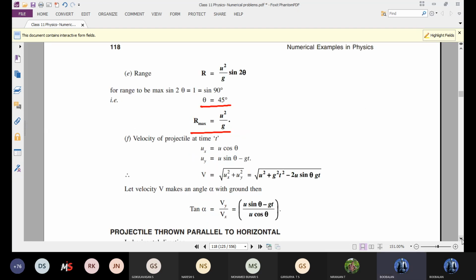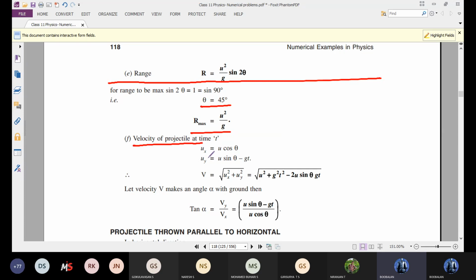The next one, the velocity. Up to that we completed. Now we are discussing the special case. Theta value 45 degree means R equal to u square by g. The range is maximum at 90 degree of 2 theta only, no? So R equal to u square by g. Now the velocity of the projectile.